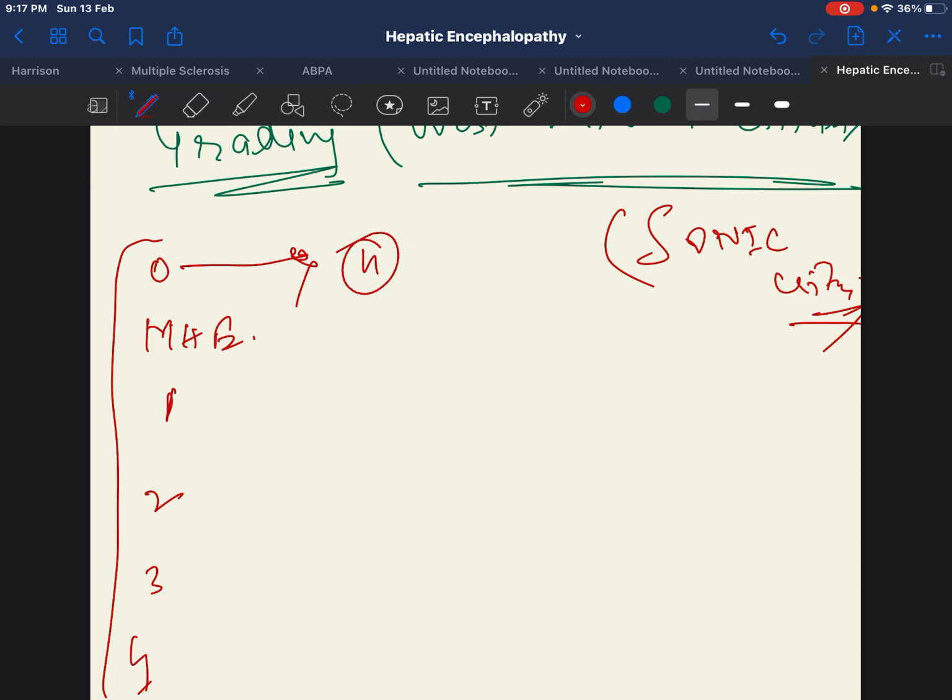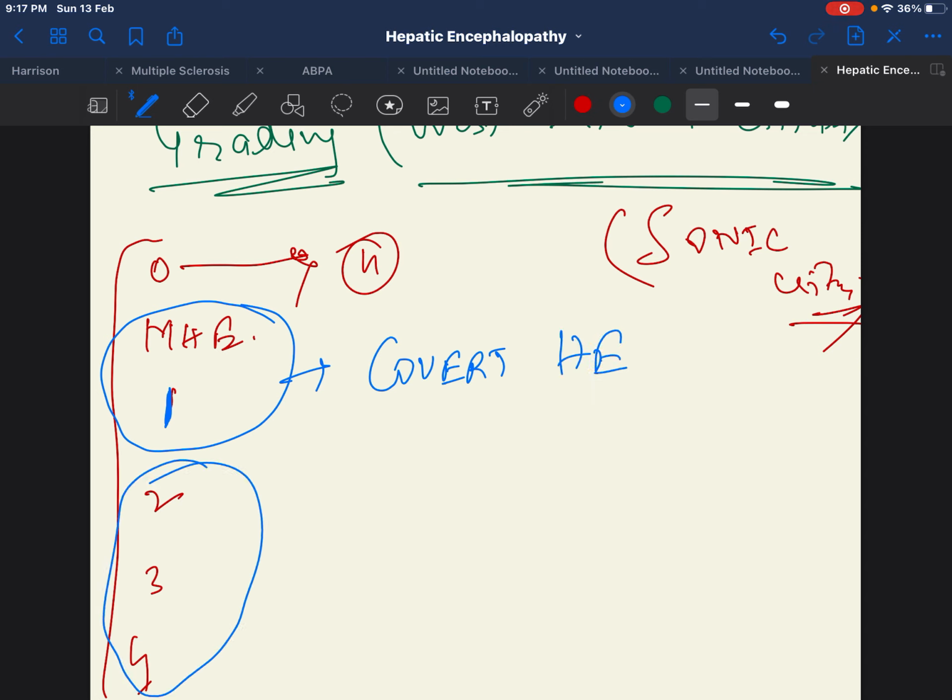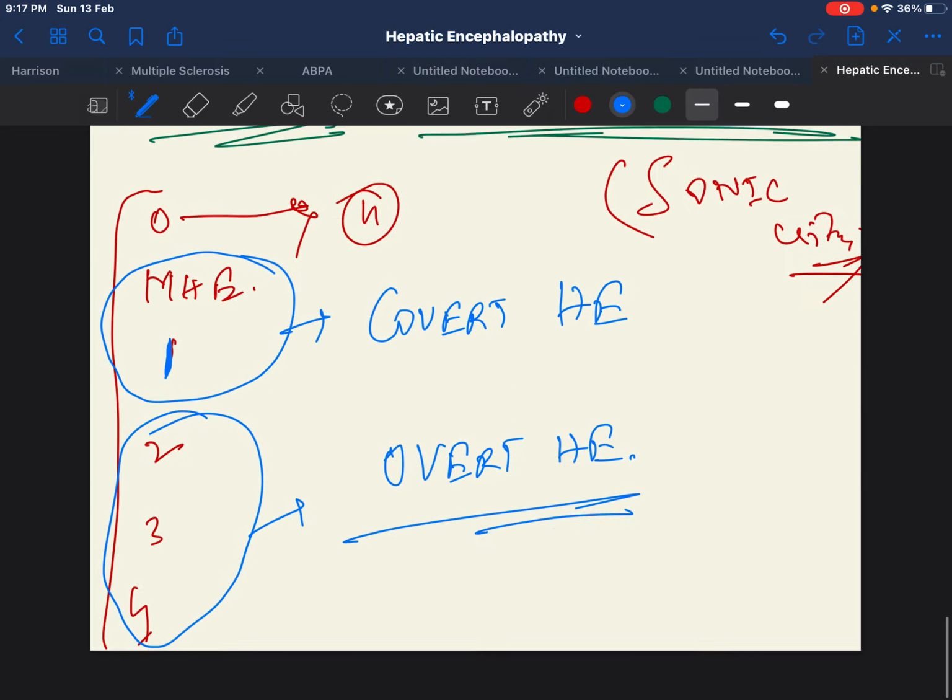Grade 0 is a normal patient, and minimal hepatic encephalopathy, and grade 1 is called covert hepatic encephalopathy, or HE, and grades 2, 3, 4 come under overt hepatic encephalopathy. So now we will see what minimal hepatic encephalopathy and grades 1, 2, 3 are. These are very, very important.